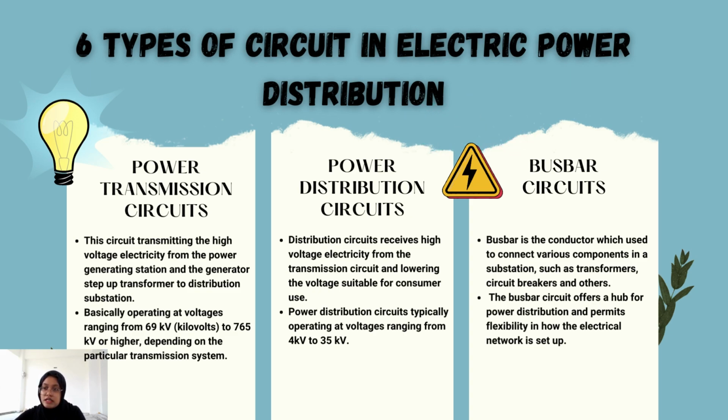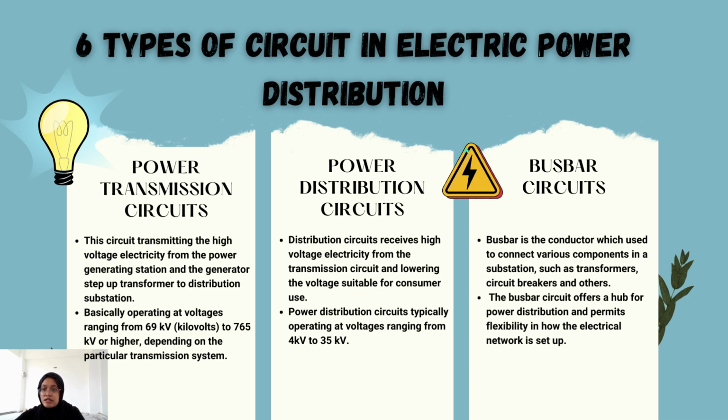So the first one is the power transmission circuit, which is the circuit from the generating station and the generator step-up transformer to the distribution substation. Basically, this power transmission circuit operates at a voltage range from 69 kV until 765 kV or maybe higher, depending on the particular transmission system.